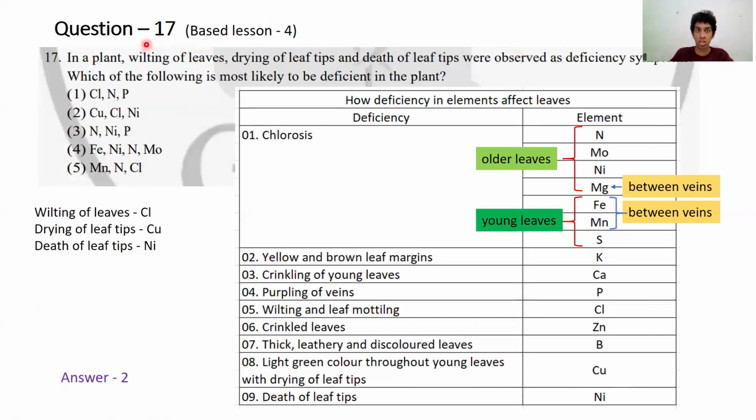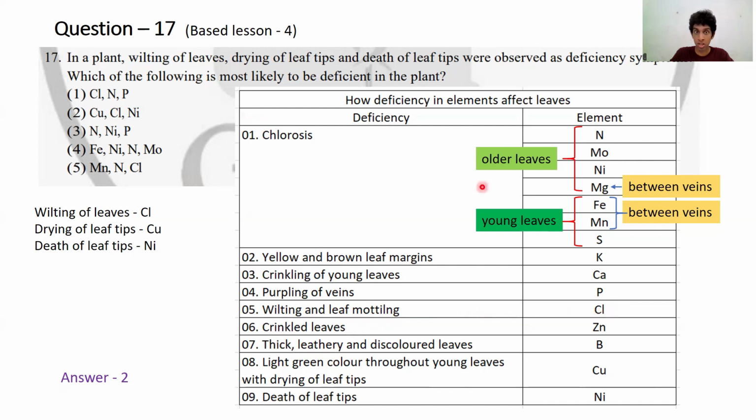Question number 17. It is based on lesson 4. In a plant, wilting of leaves, drying of leaf tips, and death of leaf tips were observed as deficiency symptoms. Which of the following is most likely to be deficient in the plant? So this table is regarding how the deficiency in elements affect the leaves. When we consider the wilting of leaves, here you can see wilting and leaf mottling. That is due to the deficiency in chlorine.